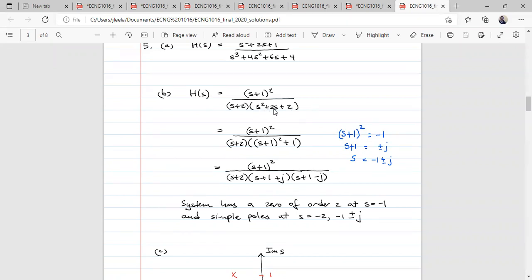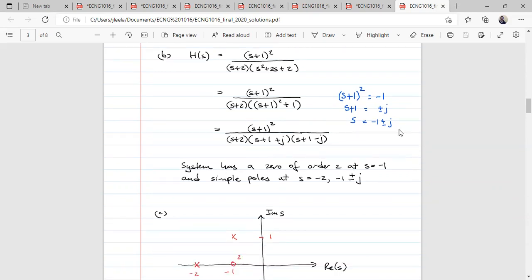And then the S squared plus 2S plus 2 could be written as S plus 1 squared plus 1, right? You could complete the square here. So S plus 1 squared is minus 1, and then S plus 1 will be plus or minus j, because it's the square root of minus 1. So S will be minus 1 plus or minus j. Therefore, your other two roots will come from S plus 1 plus j and S plus 1 minus j.